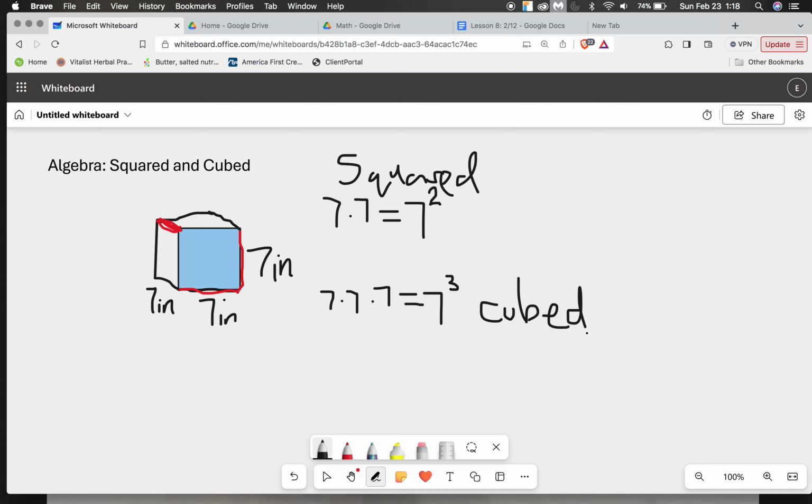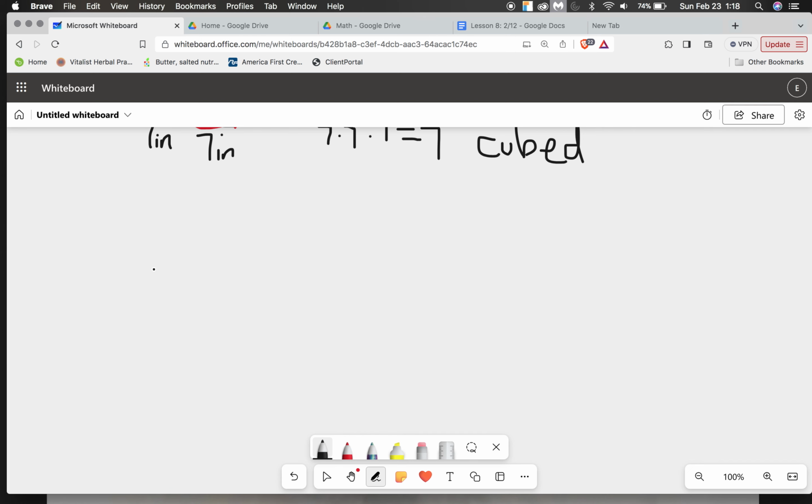Alright, so when you are looking at a variety of problems that have squared or cubed exponents, so let's say we are dealing with this problem.